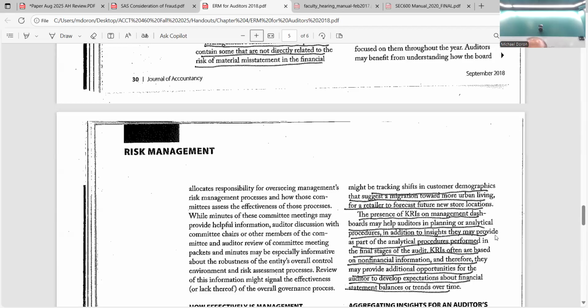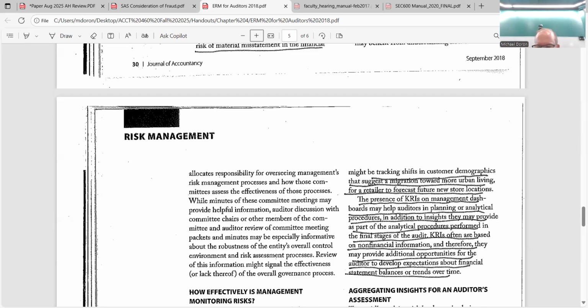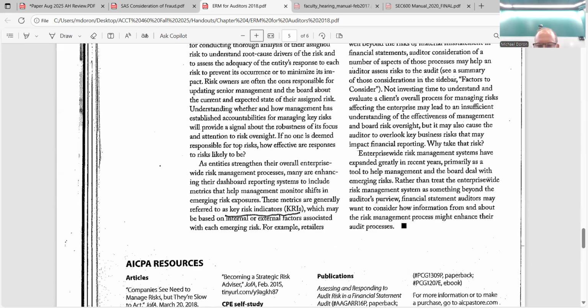In addition to insights they may provide as part of the analytical procedures performed in the final stages of the audit. KRIs often are based on non-financial information, and therefore they may provide additional opportunities for the auditor to develop expectations about financial statement balances or trends over time.